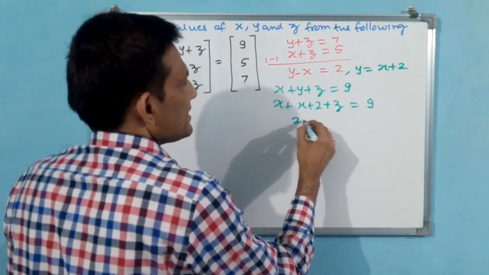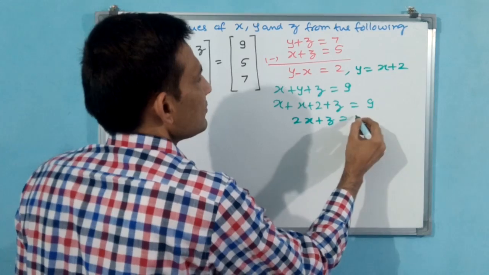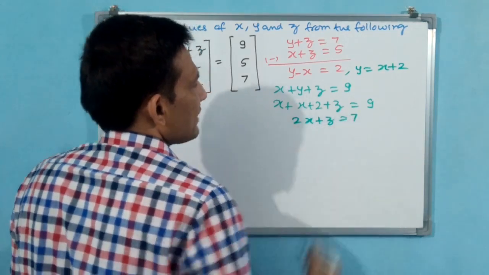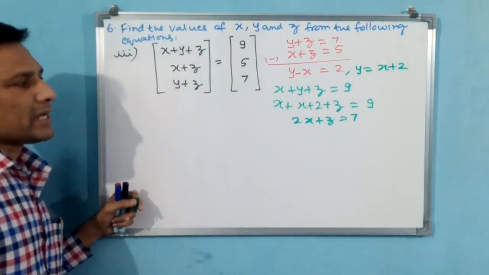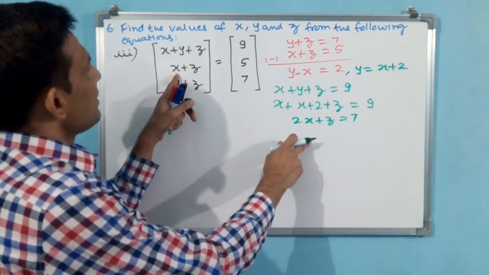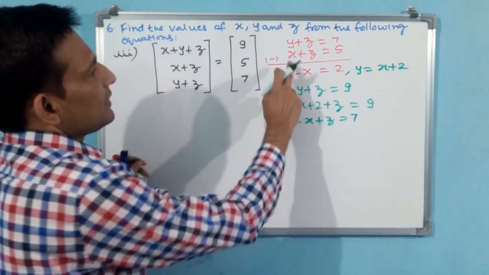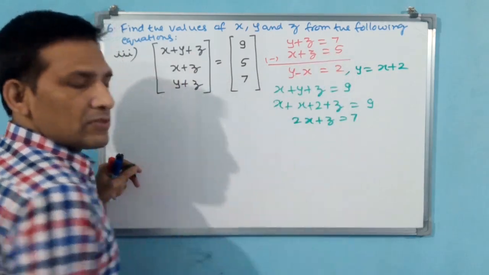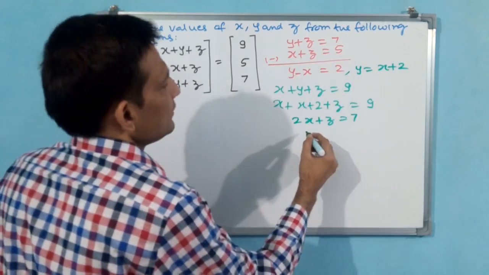Okay, now you write 2x plus z is equal to, this 2, that side it goes, 7. Is it okay? 9 minus 2, 7. 2x plus z. What is the advantage? Why? Because see, x plus z we already have got 5. X plus z is equal to 5. 2x plus z is equal to 7. Then we can find easily. You write down.